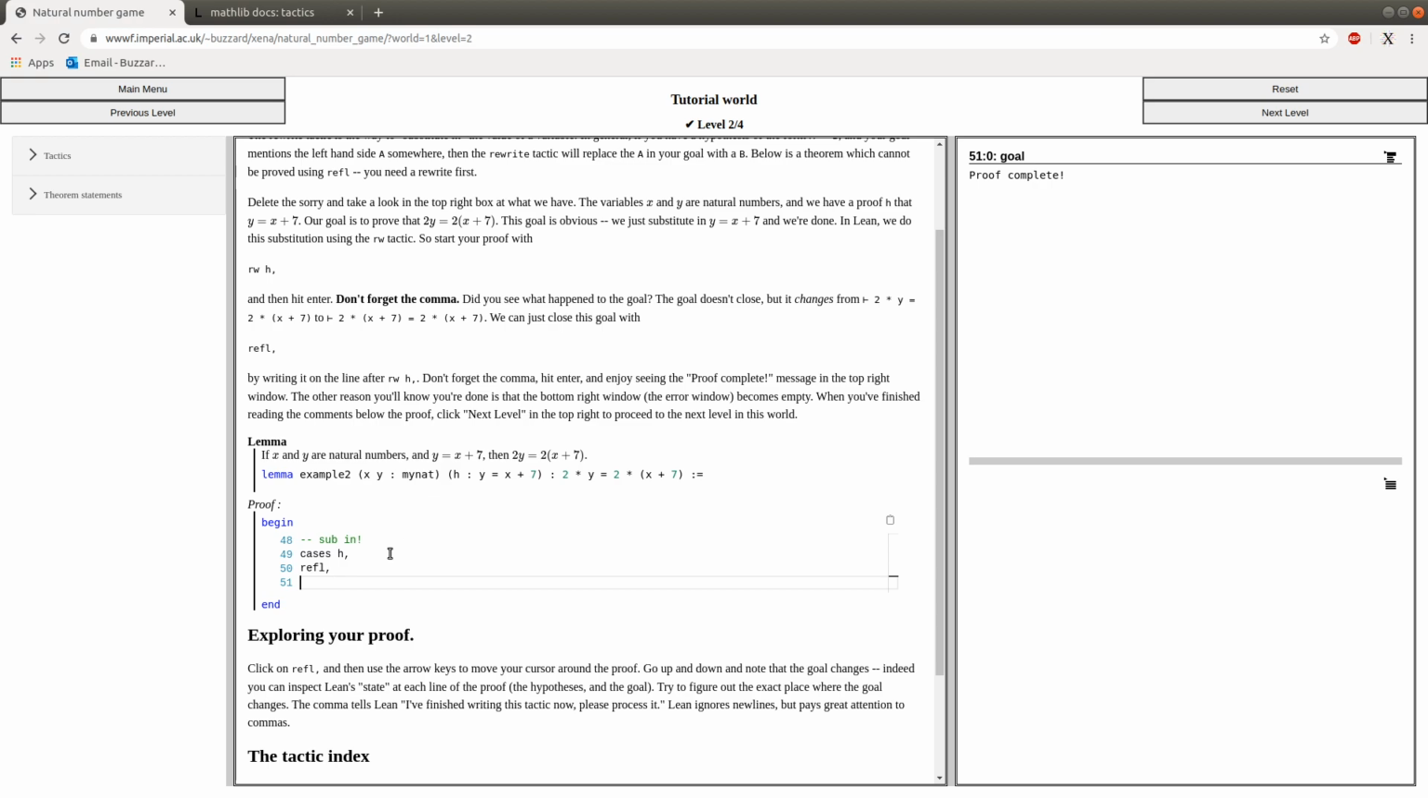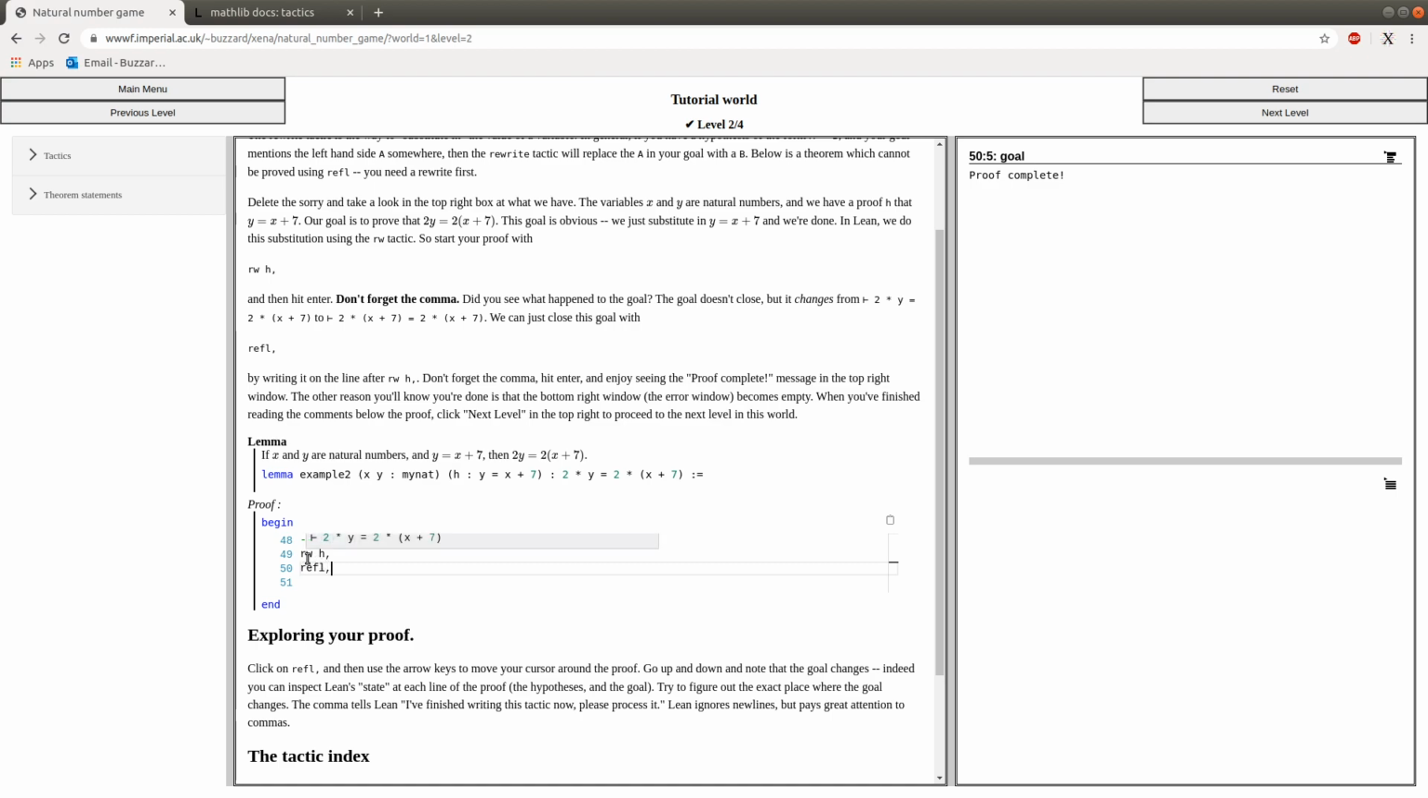There's a rather exotic proof of that level. The reason cases works is that if you've got a proof of A equals B, then the only possible case is that A has to equal A. So, I mean, that's not the proof that I'm recommending in this game. I'm recommending this proof. Rewrite H. And then REFL. There we go.